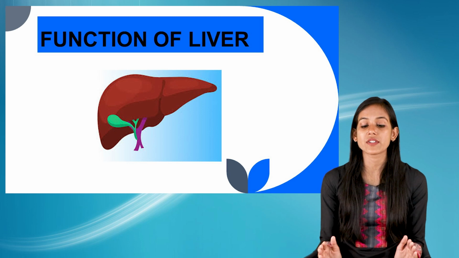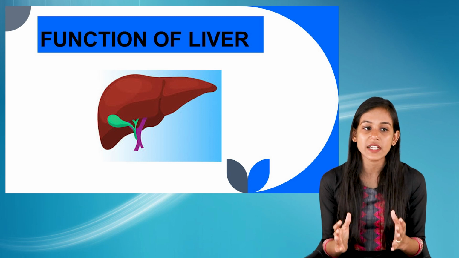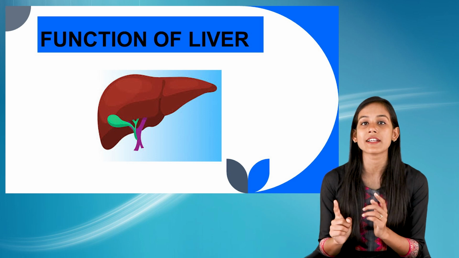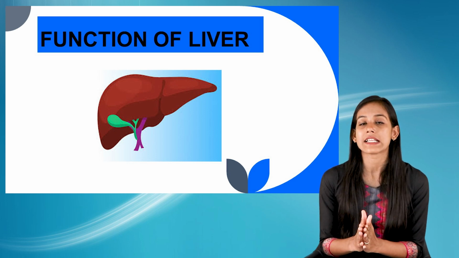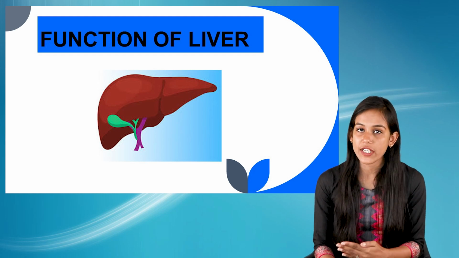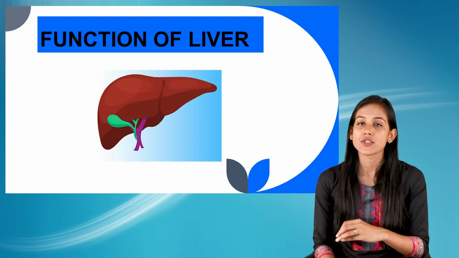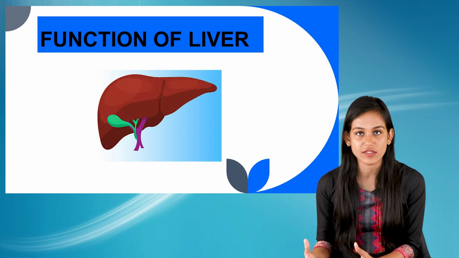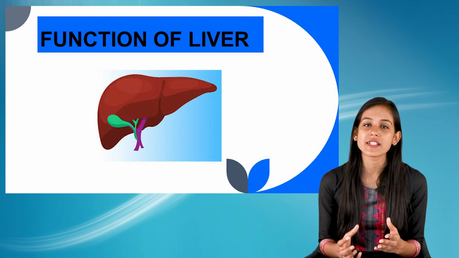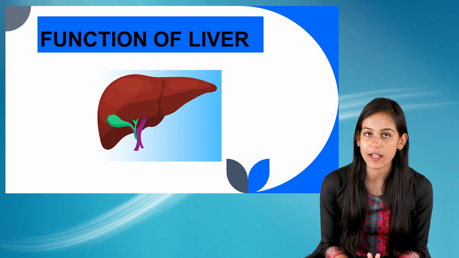If we want to state the functions of the liver in one statement, we can say that it helps in detoxification, synthesis and storage. So you can understand that if the liver is not functioning properly, we can see abnormalities in these things. We said that it helps in excretion. For example, if we talk about ammonia, the liver breaks down this ammonia.